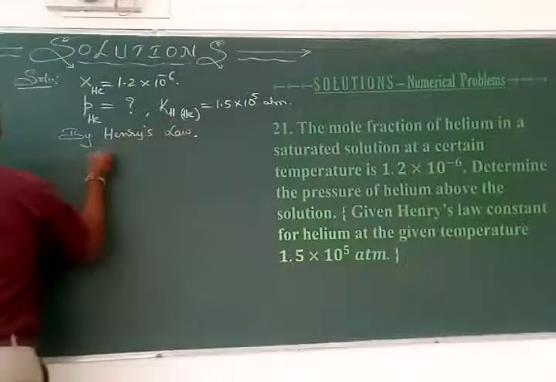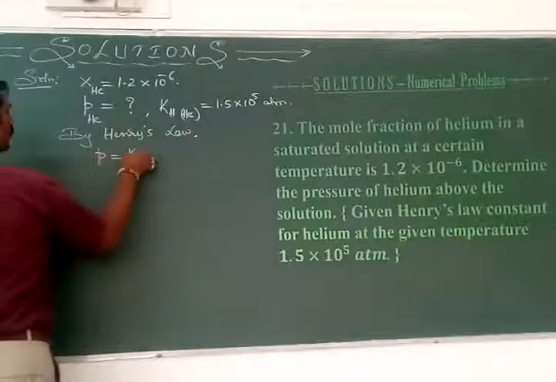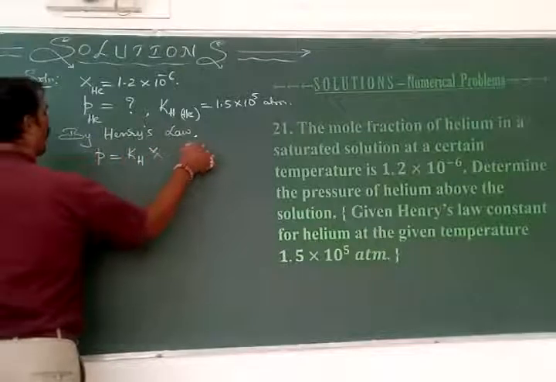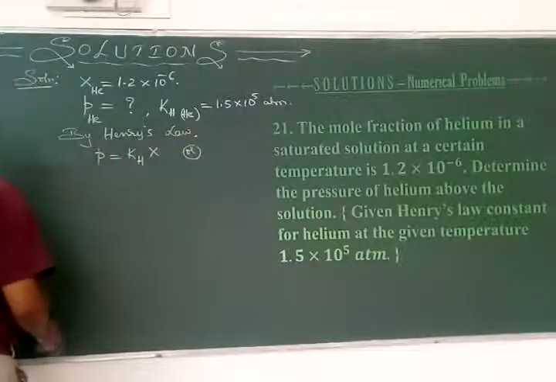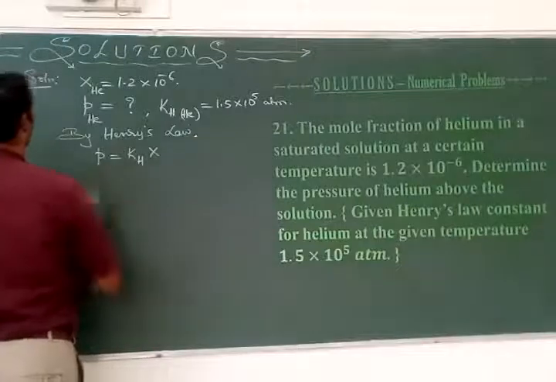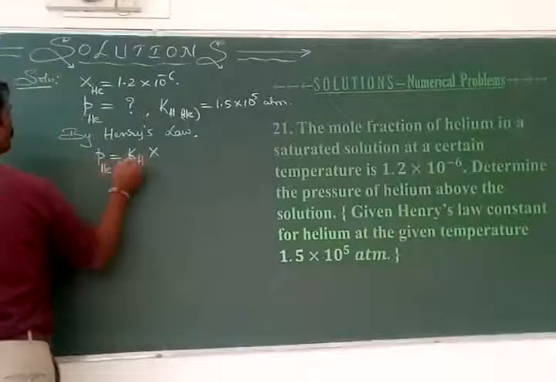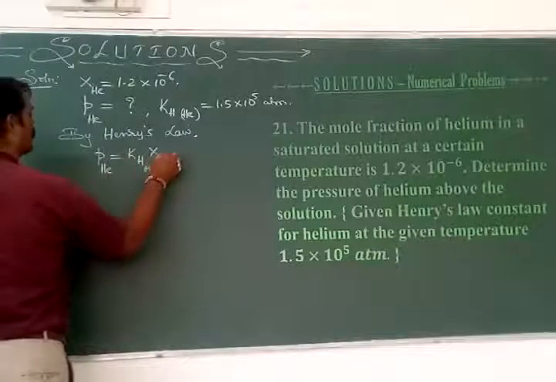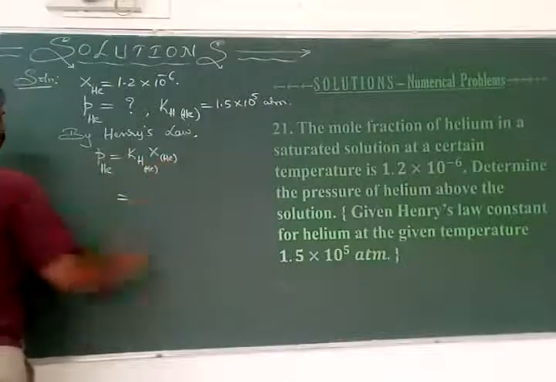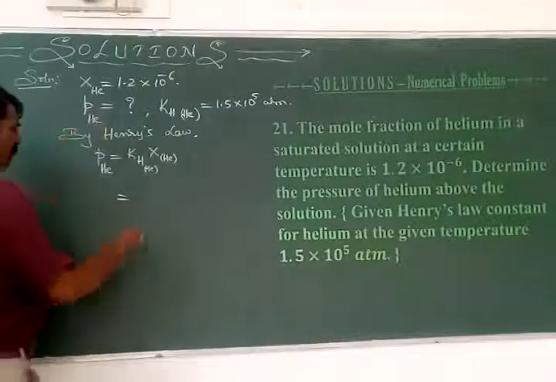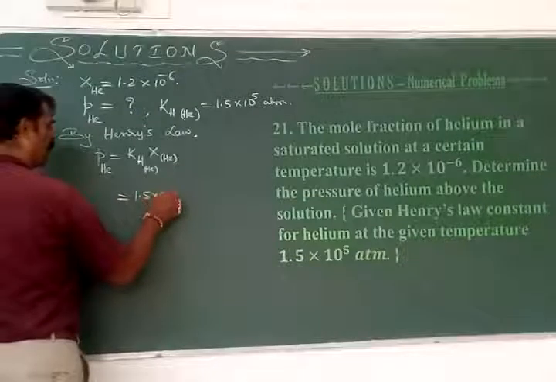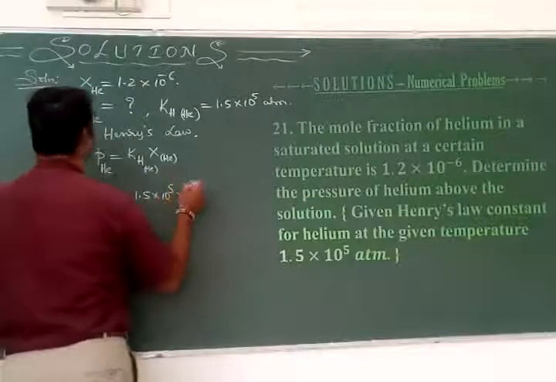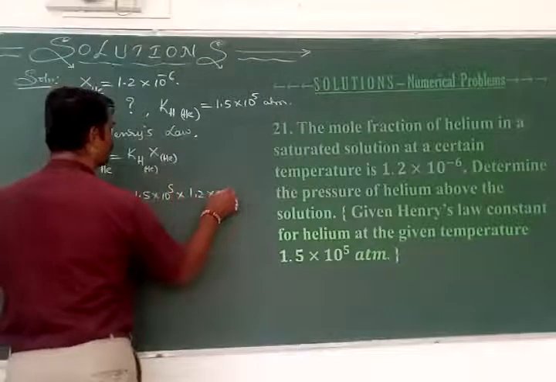By what law? Henry's law. P is equal to KH into X. What I need actually is directly P itself, the pressure of helium. The Henry's law constant here is 1.5 into 10 to the power of 5, into the mole fraction of helium, which is 1.2 into 10 to the power of minus 6.